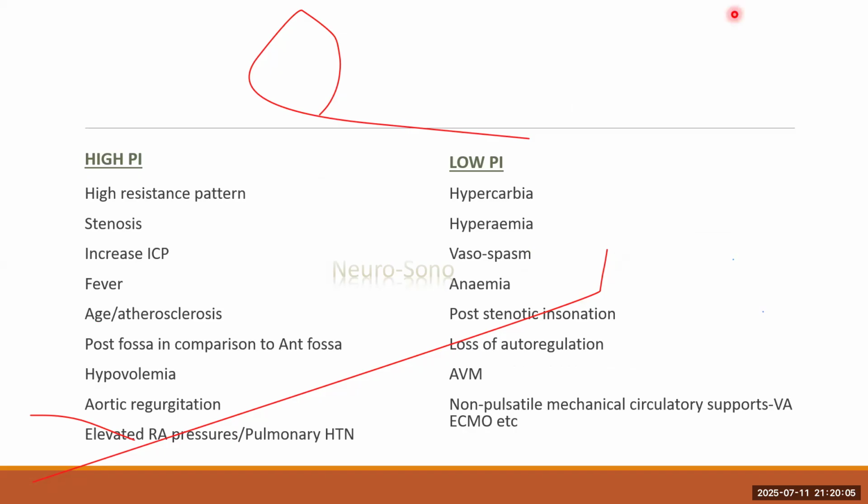So this is PCO2, and then as you said, a basic complete insonation is required.